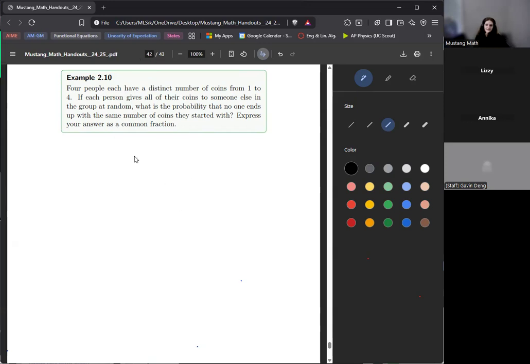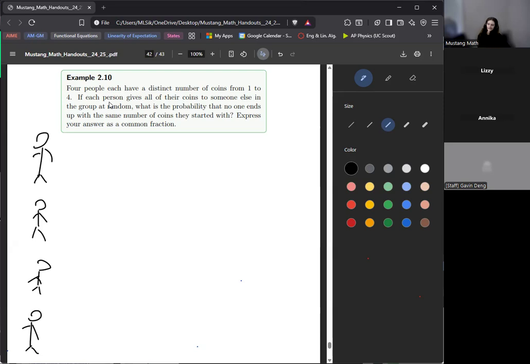So 4 people have a distinct number of coins from 1 to 4. I'm just going to draw 4 stick people because it's entertaining. If each person gives all of their coins to someone else in the group at random, what is the probability that no one ends up with the same number of coins they started with, expressed as a common fraction?